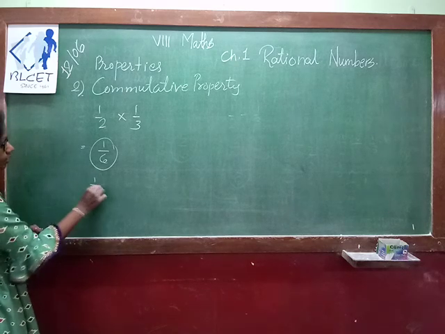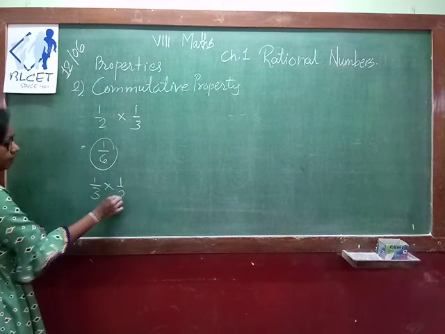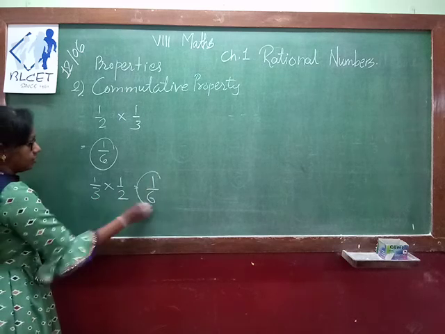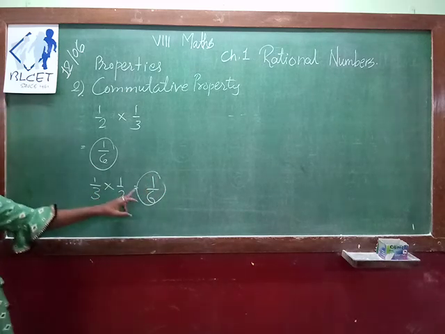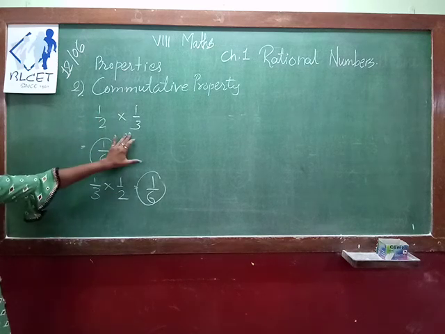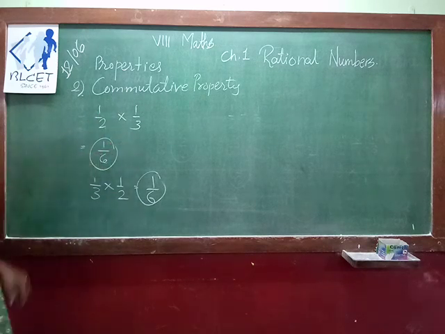Now change the order. 1 by 3 multiplied by 1 by 2. 1 into 1 is 1, 3 twos are 6. So for multiplication we are getting the same answer. So what we can say, the commutative property holds for multiplication for rational numbers.